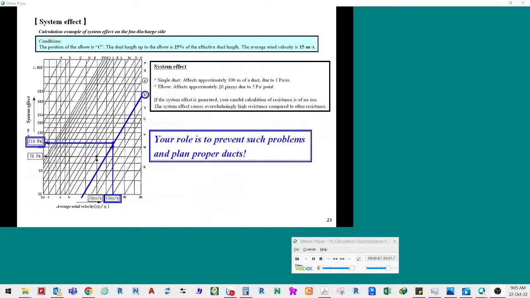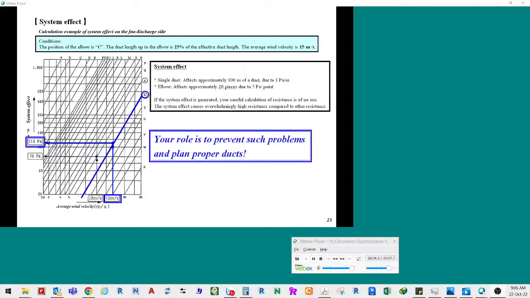Determine the system effect based on the diagram. Symbol S has been selected. See the line extending from point S. Based on the conditions, the average wind velocity is 15 meters per second. Determine the system effect from the intersection. It is 115 pascals.